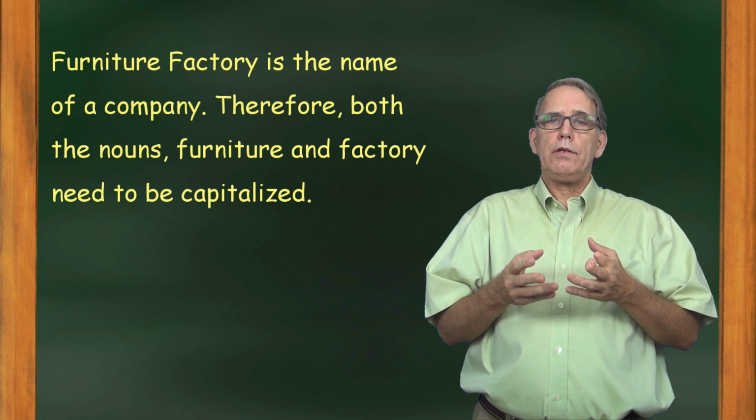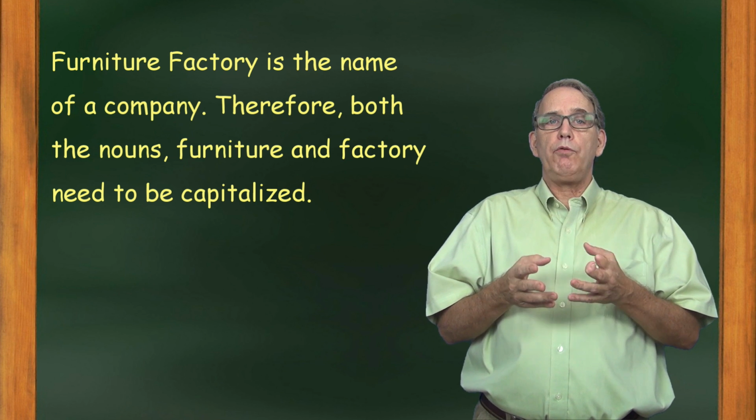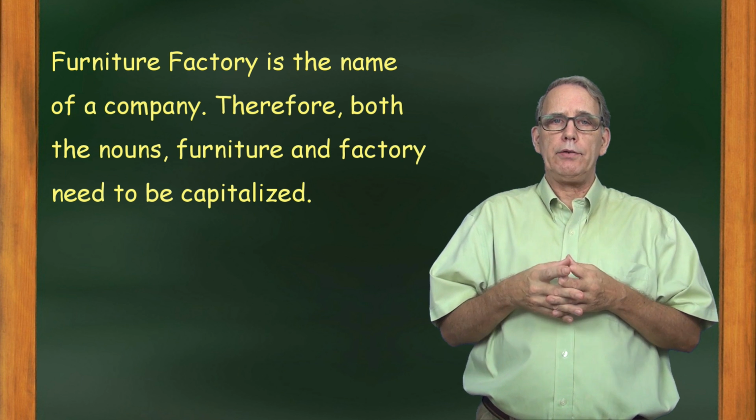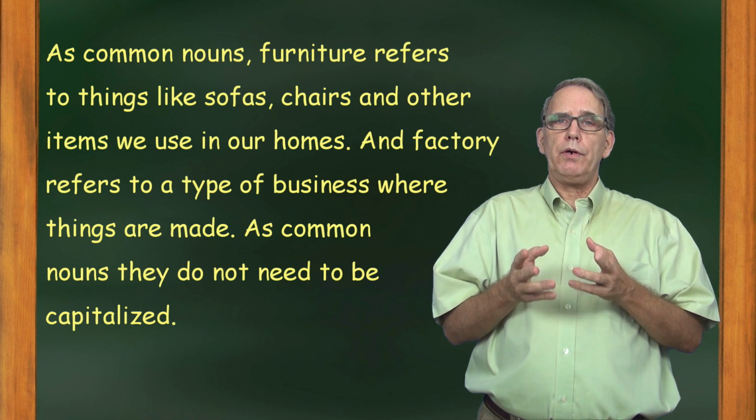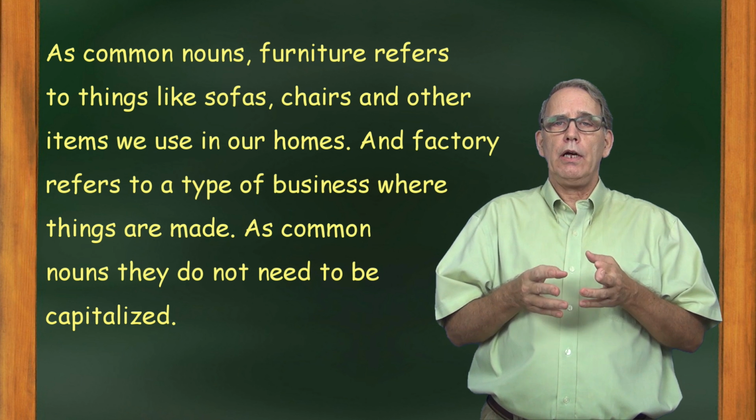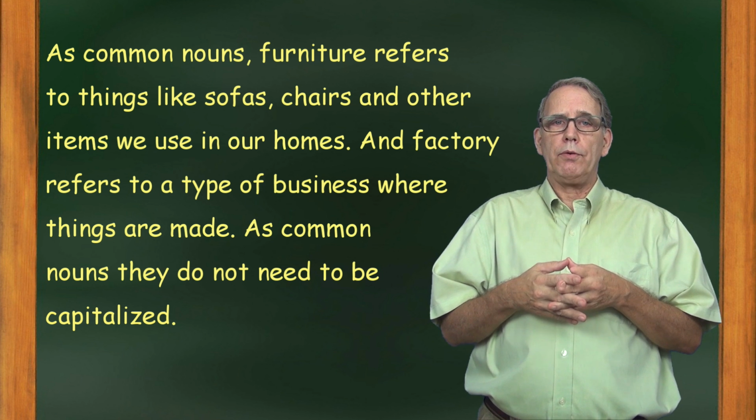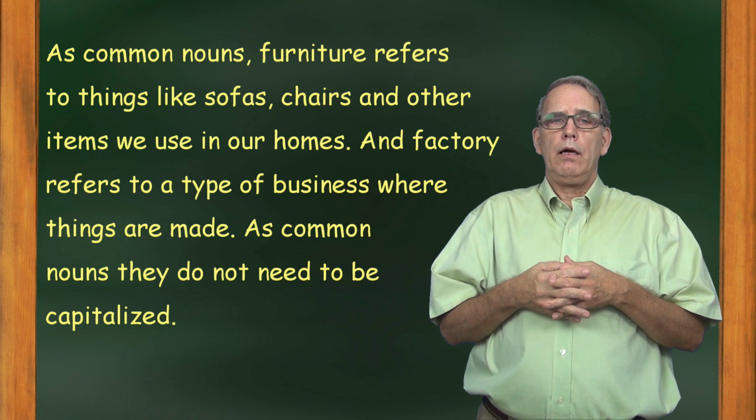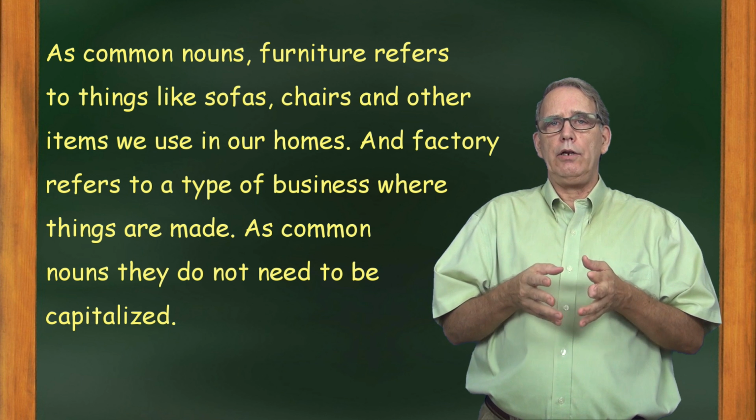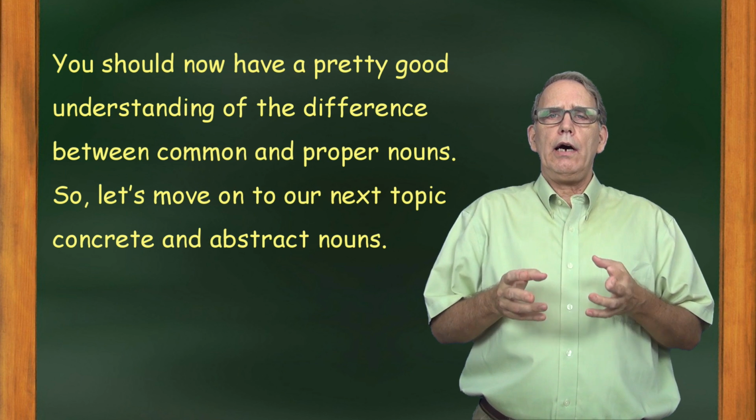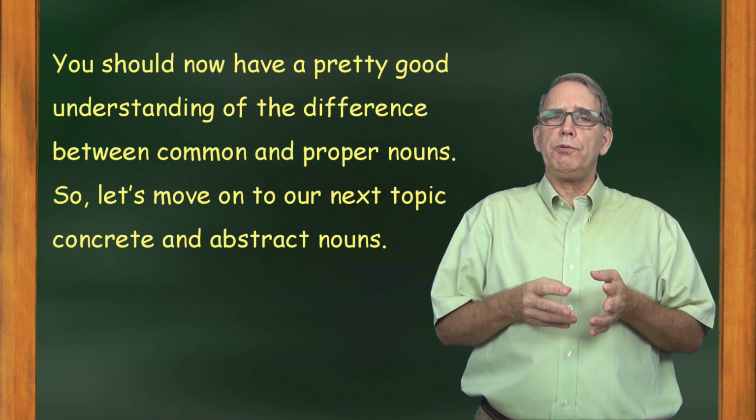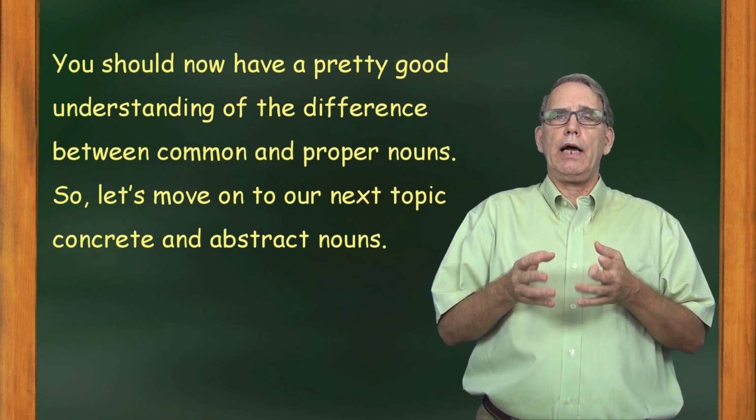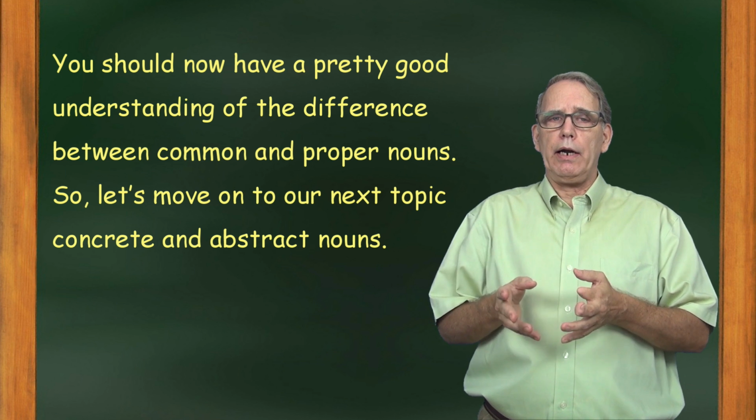Furniture Factory is the name of a company. Therefore, both the nouns Furniture and Factory need to be capitalized. As common nouns, furniture refers to things like sofas, chairs, and other items we use in our homes, and factory refers to a type of business where things are made. As common nouns, they do not need to be capitalized. You should now have a pretty good understanding of the difference between common and proper nouns. So let's move on to our next topic, concrete and abstract nouns.